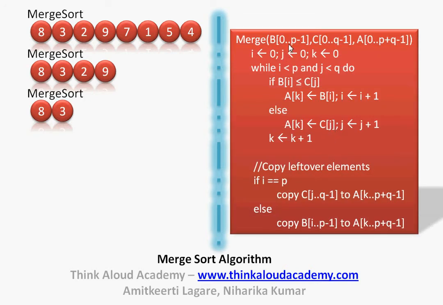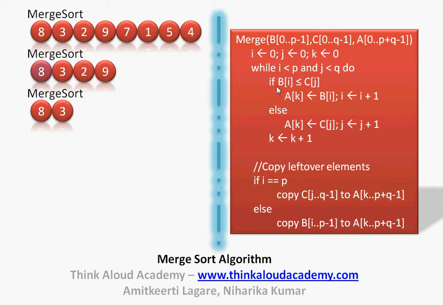So this is the merge part of the merge sort algorithm, which takes the B array. In our case, it happens to be just the element 8. It takes the C array, which happens to be the element 3, and then the A array, which is this whole array. So what do we do? We set i is equal to 0, j is equal to 0, k is equal to 0, some 3 variables. We say while i is less than p, and j is less than q, that is till i exceeds the left half and till j exceeds the right half, what do we do?